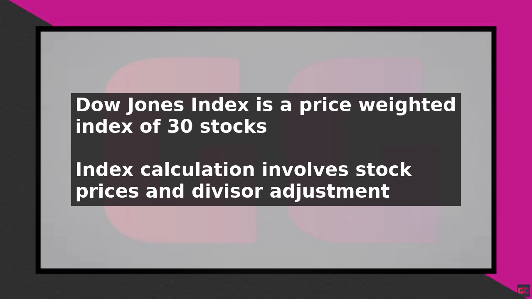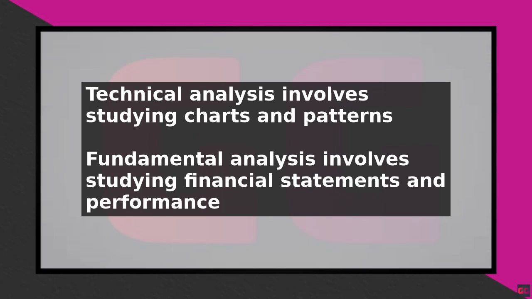Key concepts in Dow Jones Index prediction. There are several key concepts that you need to understand when predicting the movement of the Dow Jones Index. These include technical analysis, which involves studying charts and patterns to identify trends and predict future price movements. Fundamental analysis, which involves studying the financial statements and performance of the individual stocks that make up the index. Economic indicators such as GDP, inflation, and unemployment rates, which can have a significant impact on the performance of the U.S. stock market.